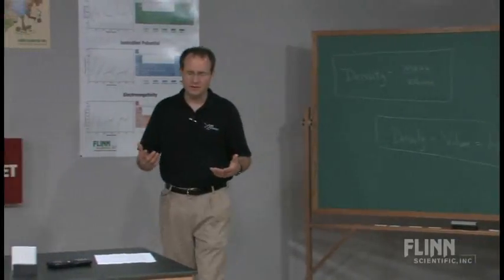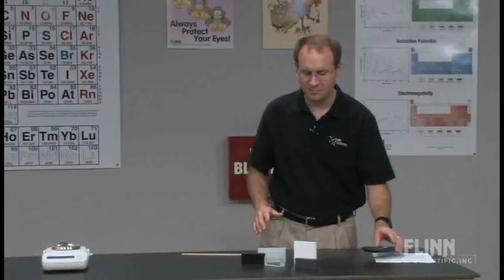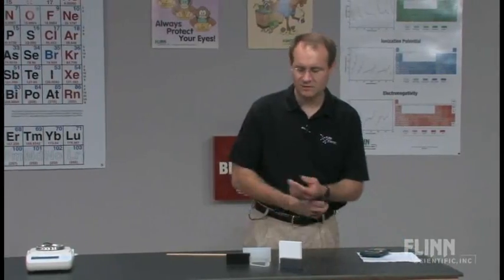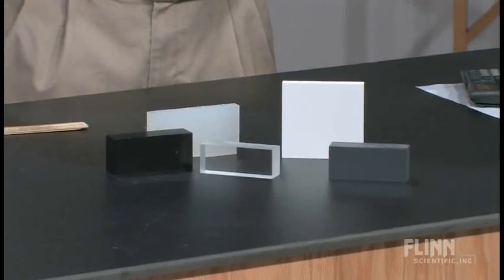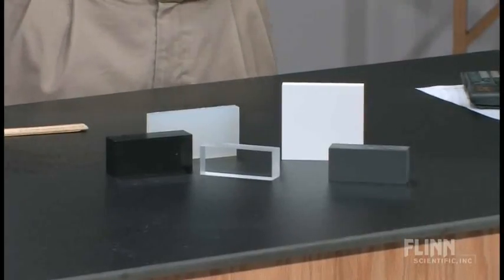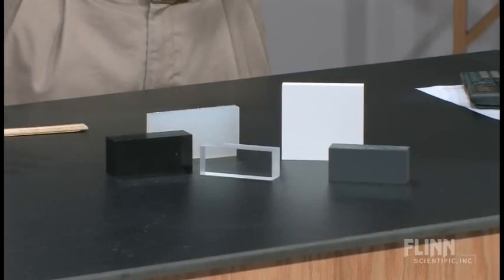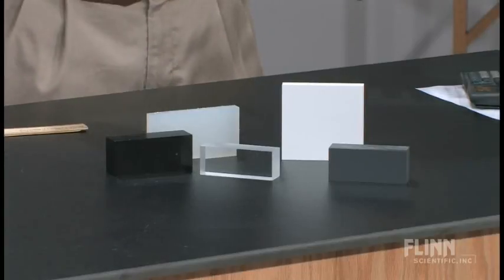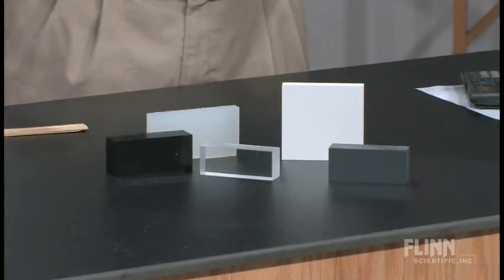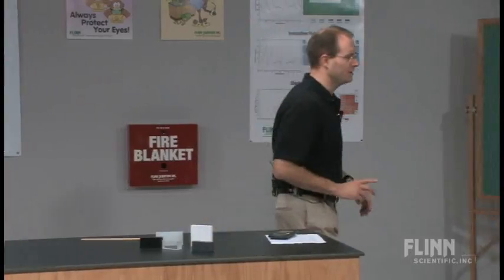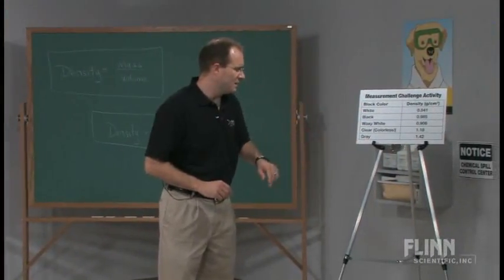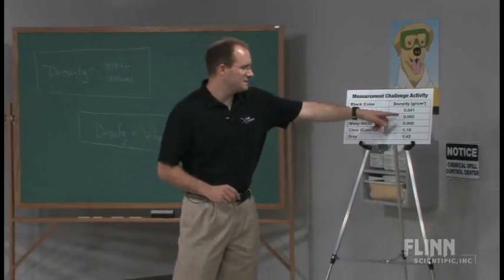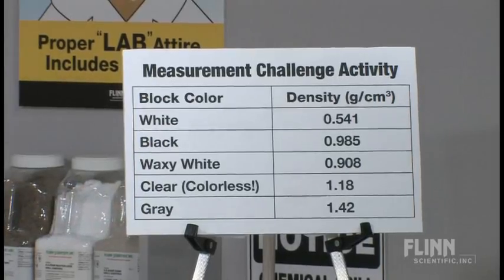With this activity, what we have here would be 5 different types of plastic. And this is actually a Flynn kit because I found it to be very difficult in where I live in Ohio to try to find multiple types of plastic that would be cut squarely. If you look over here, you'll notice the different colors of the blocks and the density values associated with those.